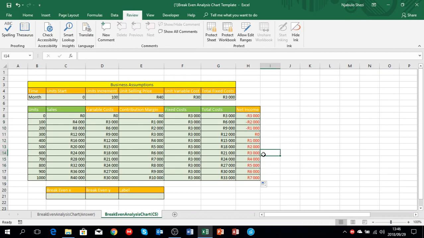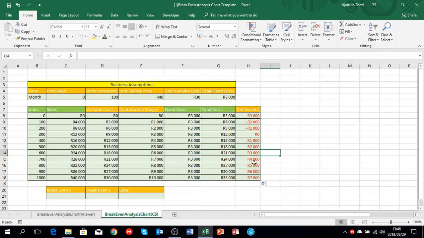Let me just change the colors of these numbers. So guys, as you can see from here all the way to here, from 0 units down to 200 units, Usipo will not be making profits because these numbers are negative. So that's why they are in red. Over here, this is our break-even point. At this point, net income is equal to 0. So this basically means that Usipo is not making a profit and he's also not incurring any loss.